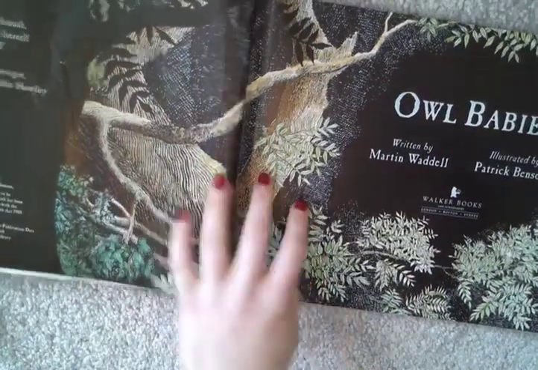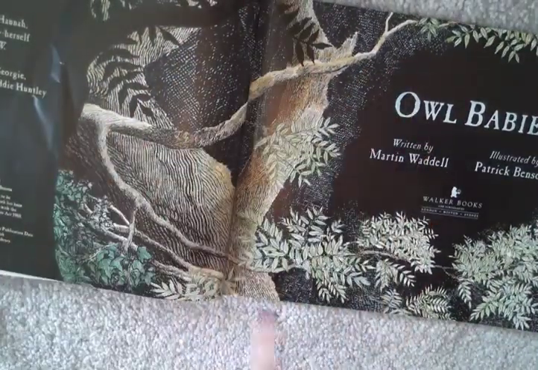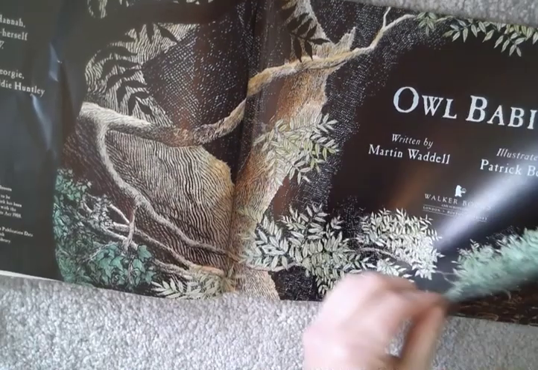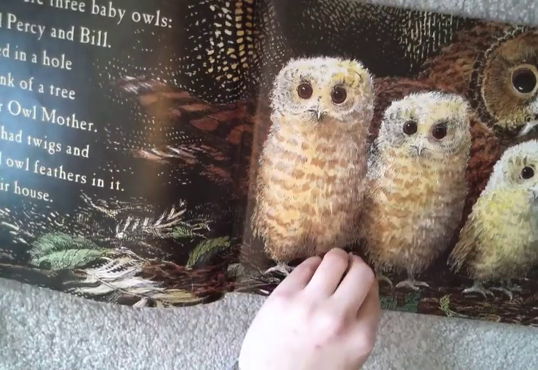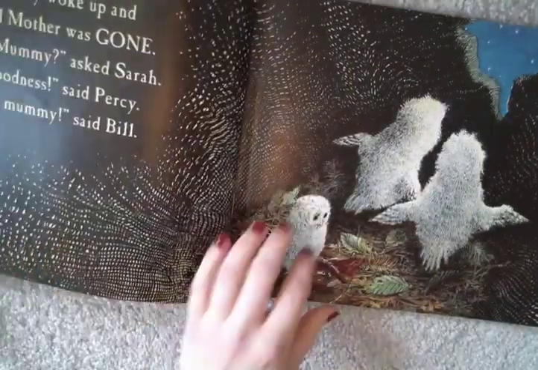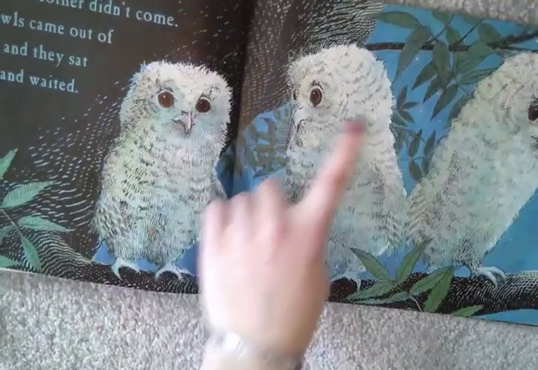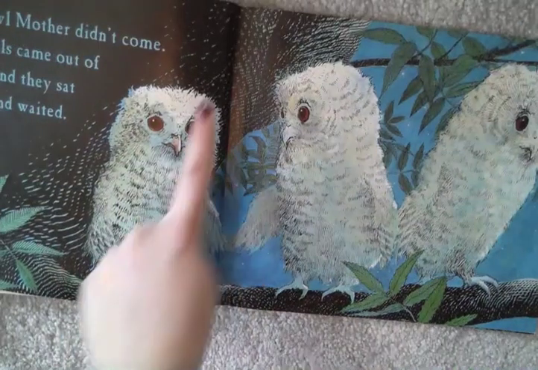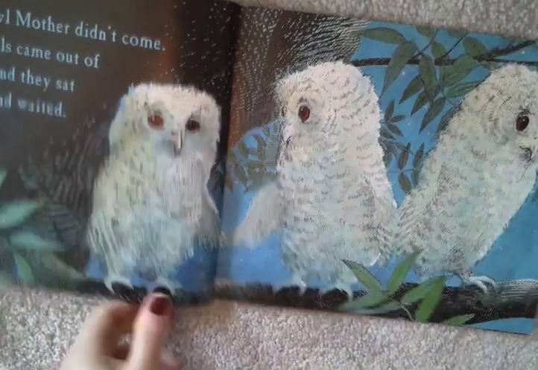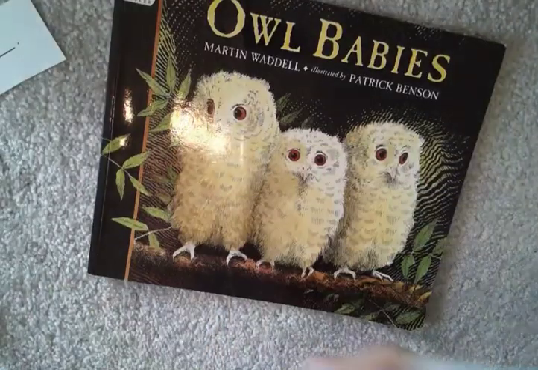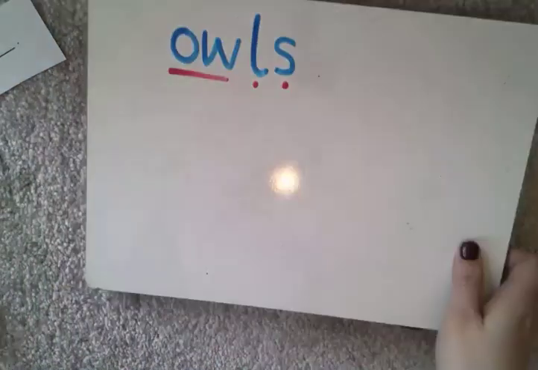I can turn a few pages, have a look. Ah! There's already a clue on this page here. That's a very big tree. Let's have a look. Yeah, it looks like a tree to me. I can see the big trunk here, lots of branches, lots of leaves. So, they live in a tree.